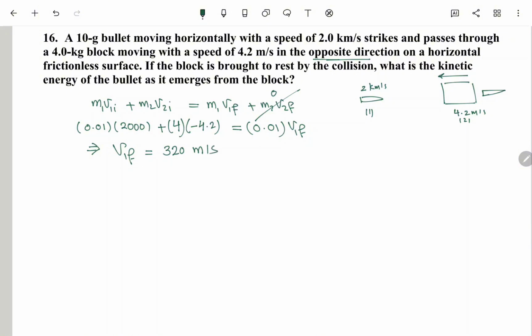meters per second. Now the kinetic energy will be equal to half, because we look for the kinetic energy of the bullet as it emerges from the block, half the mass, 0.01, times 320 squared. After all, it's equal to 512 joules.